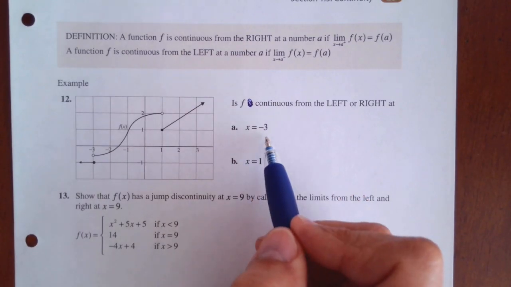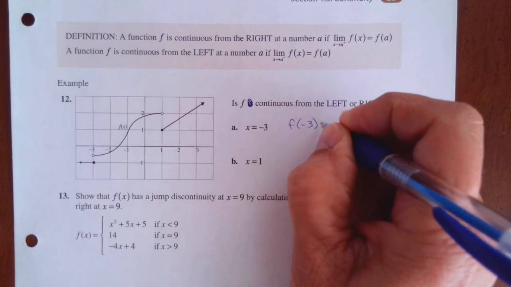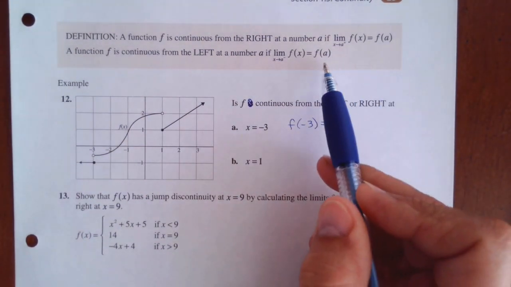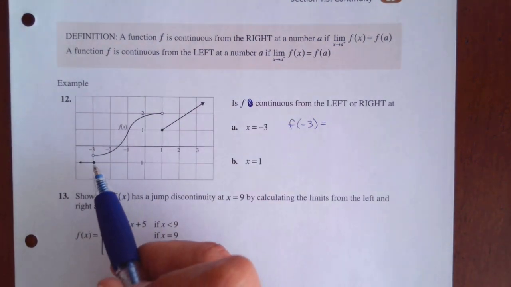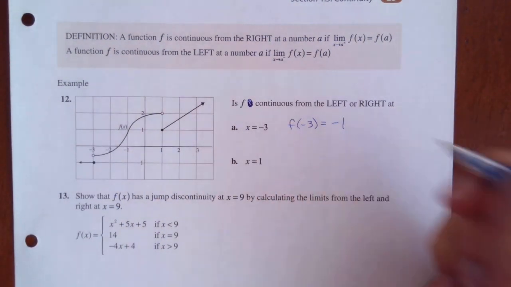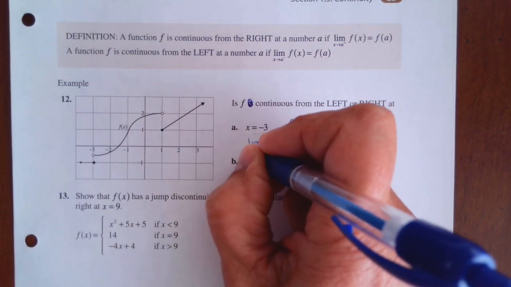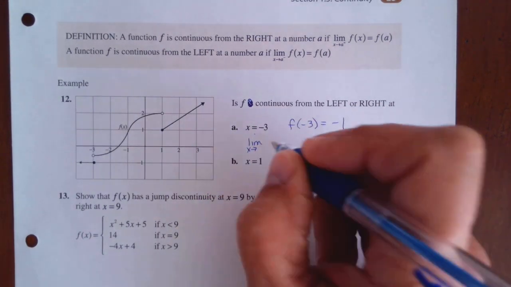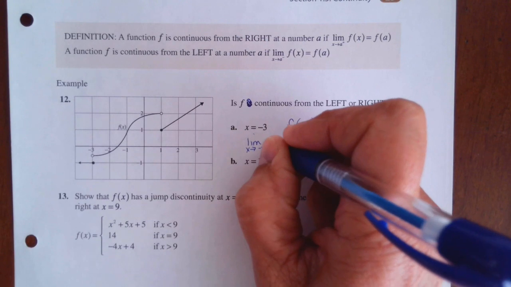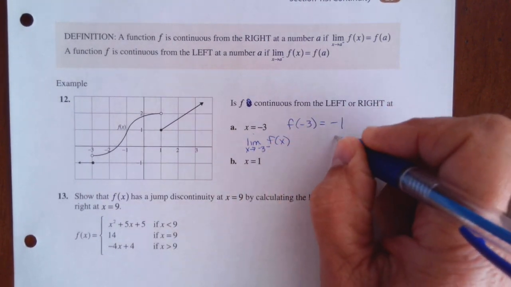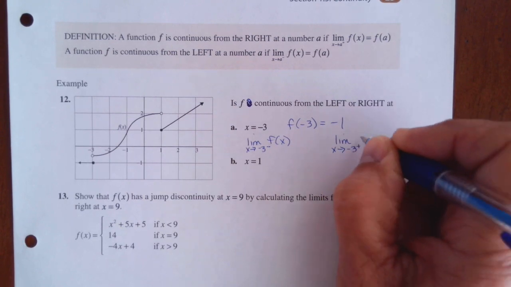So let's look at x equals negative 3. What is the function value at negative 3? That's the first thing you want to find, because for both you need the function value. So f of negative 3 is right here, which is negative 1. Then you're going to do the limit as x approaches negative 3 from the left of f of x, and then the limit as x approaches negative 3 from the right of f of x.